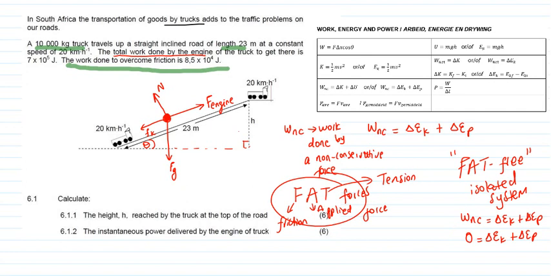So you use 0 for isolated systems. But if the system has FET, meaning friction, applied force, and tension, just use this formula. Then you're going to be fine. That's just what we need to do. I hope that is clear.